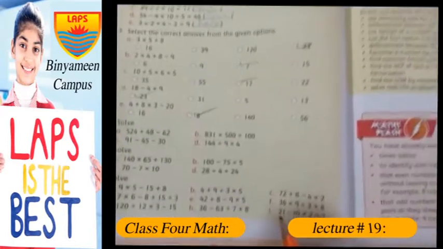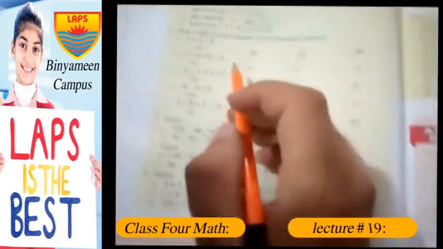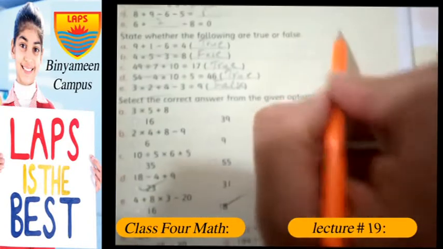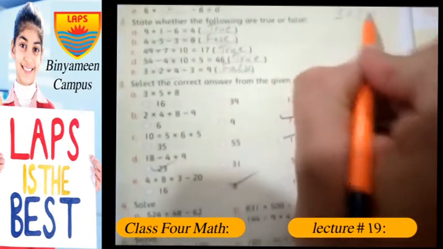19th video lecture of class 4 maths. Open your books to page number 18. We have some MCQs here. I will be solving the first one here, first equation here. The first one says 3 multiply 5 plus 8.